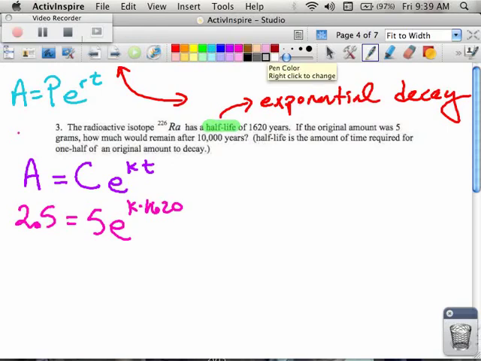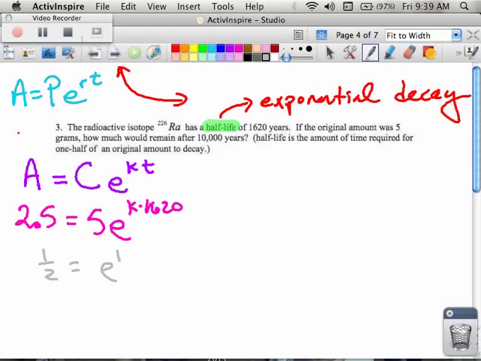I'm going to find that k thing, because otherwise I can't solve what I'm actually looking for. I need to find the k first. So there's actually 2 separate problems going on here. Find the k first, and then do the problem they're actually asking you for. Divide both sides by 5, and oh look, I get 1/2, because 2.5 over 5 is 1/2. So whenever you see half-life, you could always start out with half, if you want.